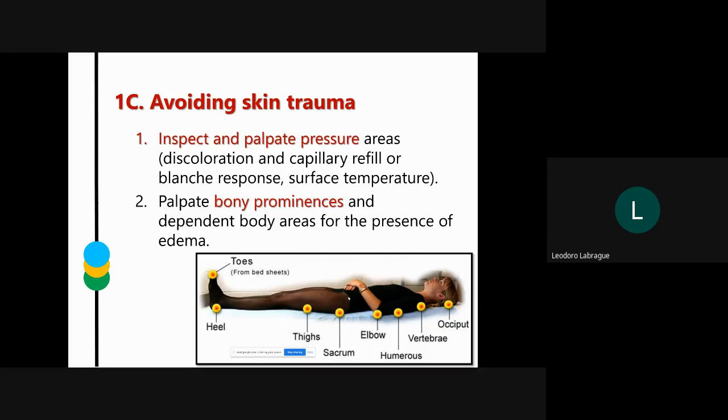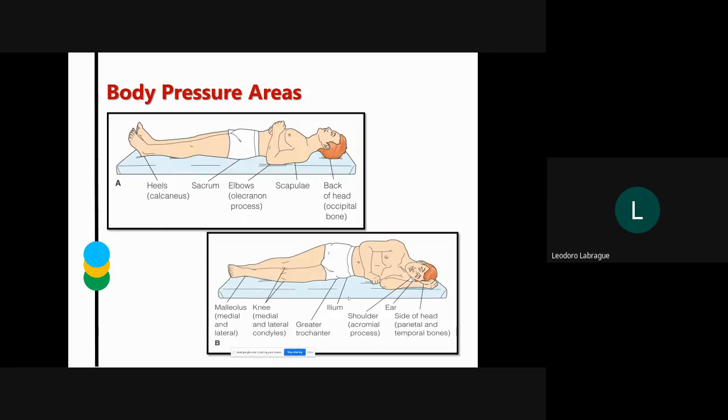We know already what is blanch. You press the area and take note of changes in color. Okay? And aside from that, what else? Palpate bony prominences. Never do massage, but you can palpate. Again, palpate and massage are different. Massage is not applicable, but you can inspect and palpate the area to know if there is skin trauma or injury. Okay. Now, in the photo right now, you will see what are the body pressure areas that you need to inspect and check. It was discussed already in the lab.